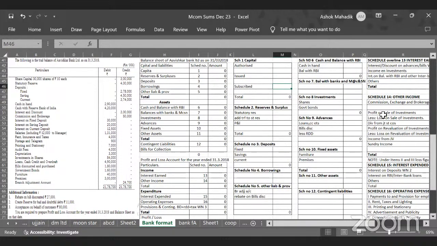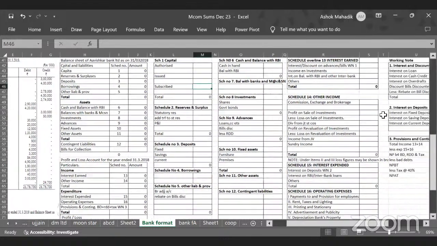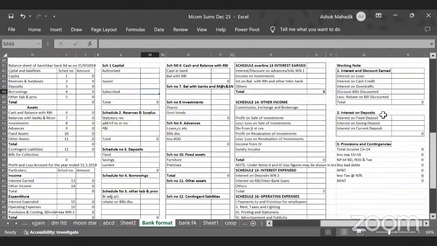Now next to this last column, you can see further columns are there. That is for working notes. Now in schedule number 13, you can see that interest is there. And in interest itself, we have many items like interest on loan, interest on cash credit. So instead of inserting all the values in schedule 13, for interest and discount earned, I have made a working note. So at the end, I'll get a total and I'll shift the total to this schedule. See, I have written there working note number 1.